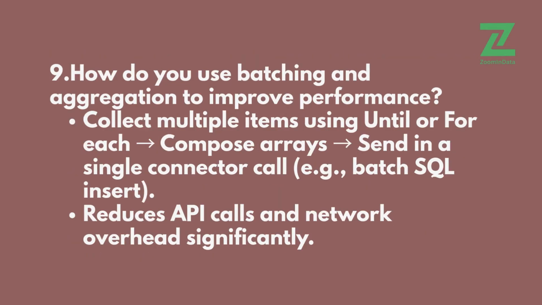How do you use batching and aggregation to improve performance? Collect multiple items using until or for each. Compose arrays. Send in a single connector call. Example: batch SQL insert. Reduces API calls and network overhead significantly.